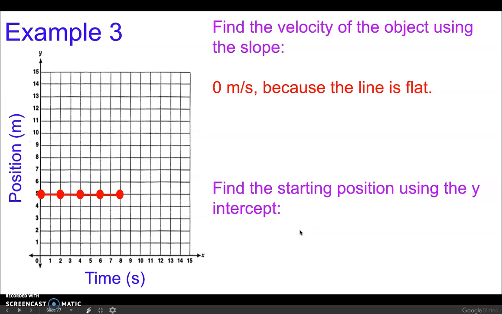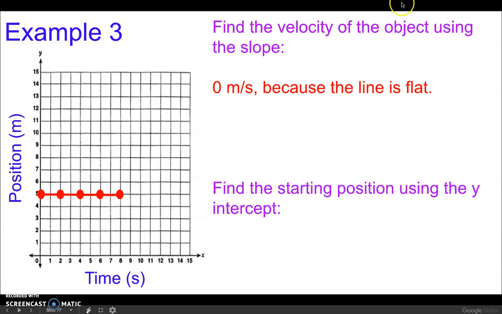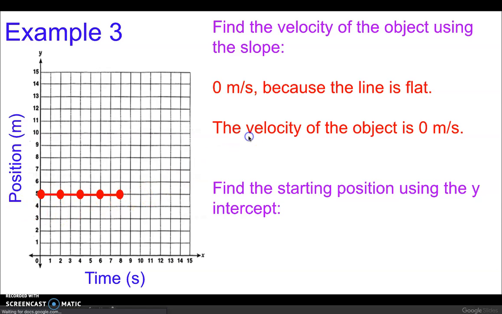Okay, last one. Well, this one, the velocity is going to be 0 meters per second because the line is flat. So the velocity of the object is 0 meters per second. And then find the starting position using the y-intercept. It's right here. The starting position is 5 meters.